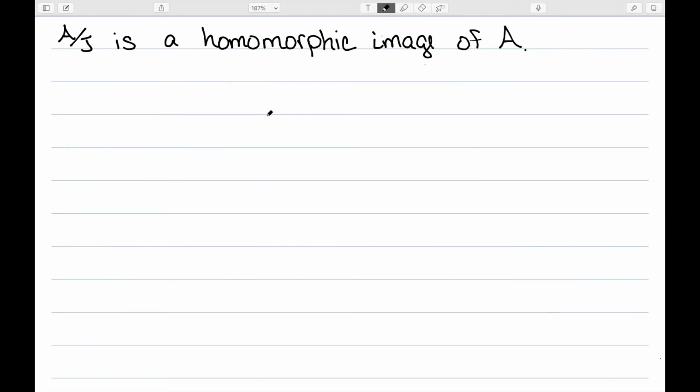The next big result that follows what we did for quotient groups is that A mod J is a homomorphic image of A. And this is done by the function f of x equal to J plus x. And so we need to check that this is an onto homomorphism. And I'm not going to prove that directly. It follows very, very similarly to how we prove this for groups. So I encourage you to try to look through it.